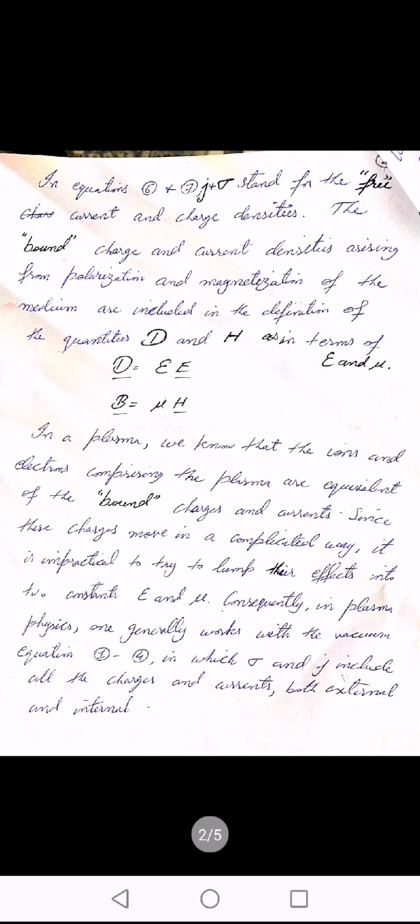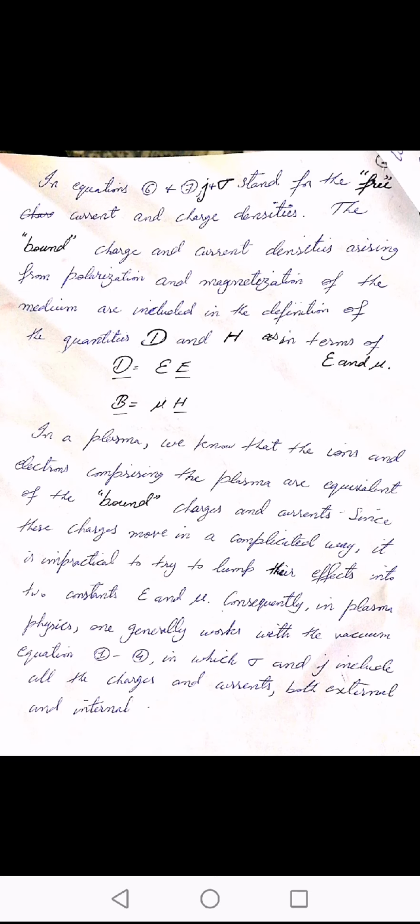Now in equations 6 and 7, J and sigma stand for the free current and charge densities. The bound charge and current densities arise from polarization and magnetization of the medium. And when there is magnetization and polarization, we use D and H in terms of epsilon and mu. So D is equal to epsilon E, and B is equal to mu H.